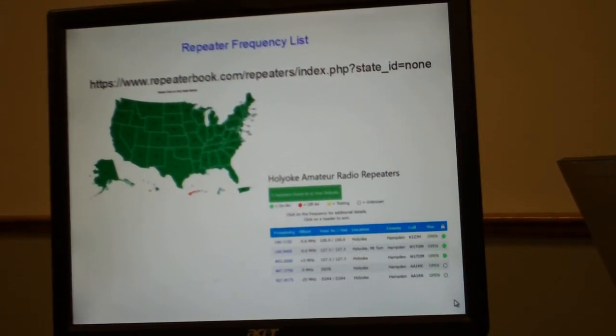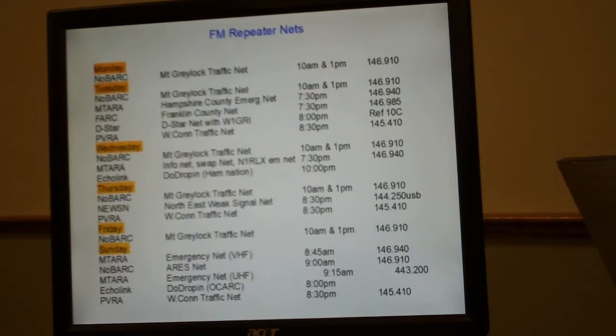The green dots mean open, that they are open to the public as long as you know what the PL tones are. The other ones are not open, even though it says open, but they're not. It's not green. They're probably privately owned, or you need a certain sequence to get onto those repeaters. But that's where you go to look and find out more information on the repeaters themselves.